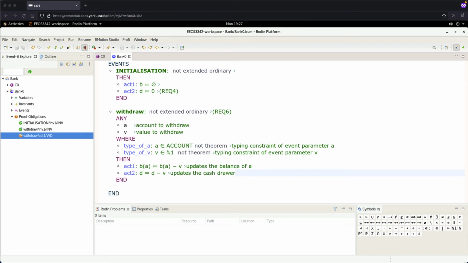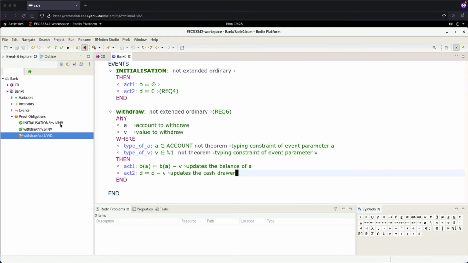And to look at the proof, we have to switch to the proving perspective. Before that, let me draw your attention to the name of this proof obligation. It's systematic. It's to do with the withdrawal events with action 1 specifically over here, right? With action 1. That's why the label here is so important. And then it has to do with something called WD.